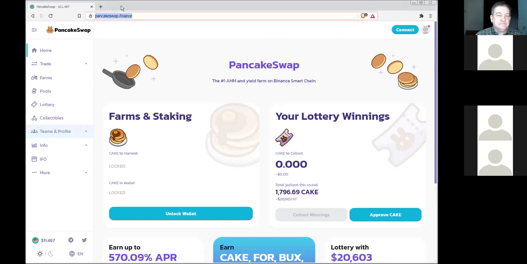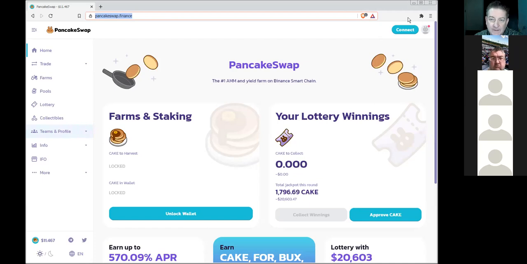Okay, all right. So this is what PancakeSwap looks like. And you'll see in the upper right-hand corner, it says Connect. And I'm using Brave, which is basically a clone of Chrome, offers a little more privacy features, and actually pays you back in crypto for browsing. So that might be of interest.